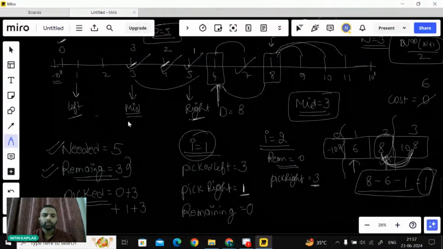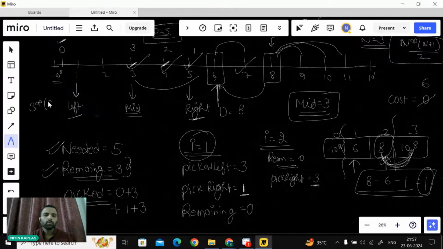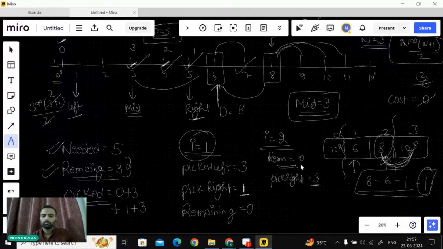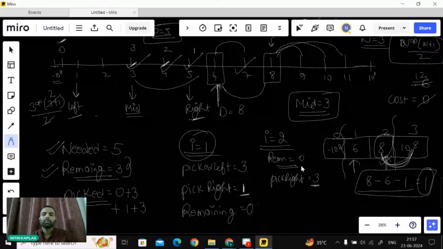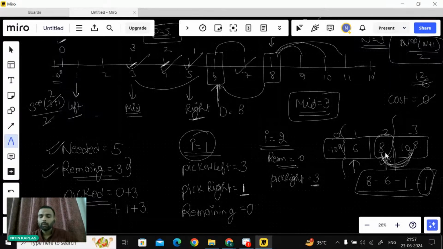So what's the cost here? 3 into 3 plus 1 by 2, which gives me 6. So again I am adding 6, which is 12, right? Now your for loop is complete, right? Because it's up to n minus 1. Your for loop is complete.